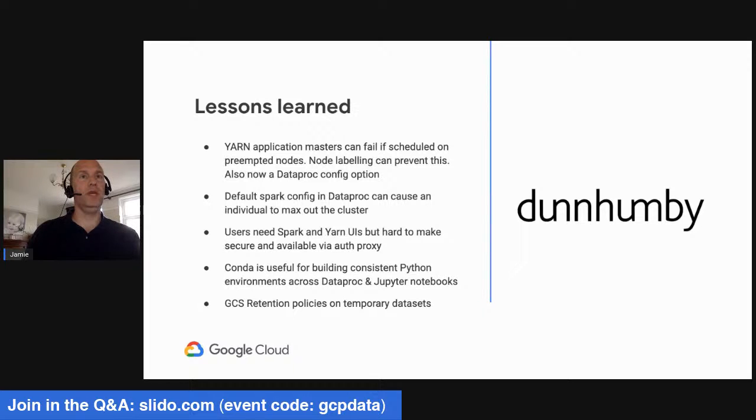The default Spark config in Dataproc can cause an individual to max out the cluster. So just be careful how you configure Dataproc to make sure that can't happen. Users need the Spark and YARN UIs, but it's really hard to make them secure and available via the authorization proxy that I talked about earlier. It is a difficult thing to achieve, but your end users won't thank you if they don't have access to the Spark and the YARN UIs. Conda is useful for building consistent Python environments across Dataproc and Jupyter notebooks. And we use Google Cloud Storage retention policies on temporary data sets to make sure that they aren't hanging around too long and costing us money.